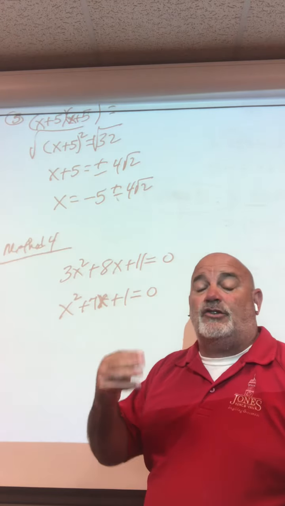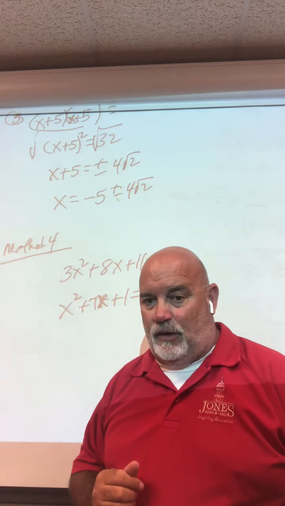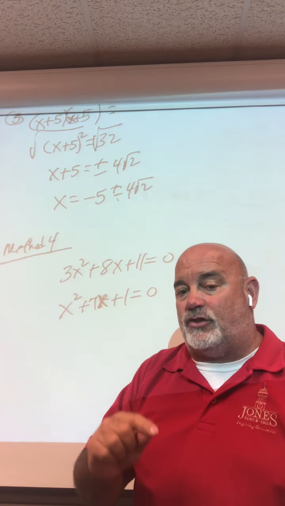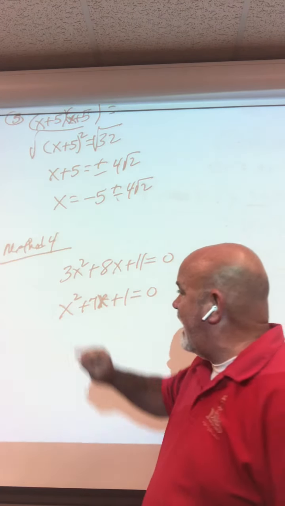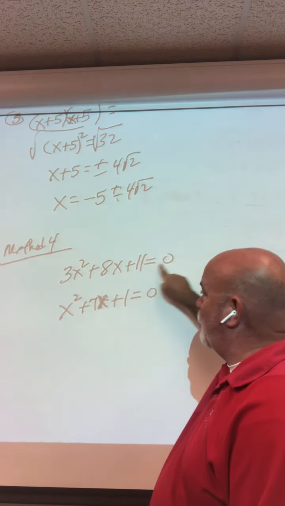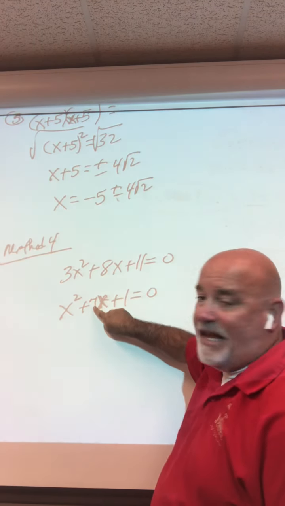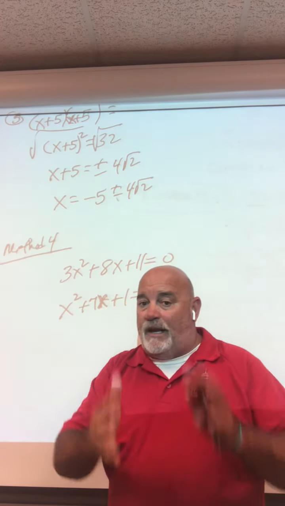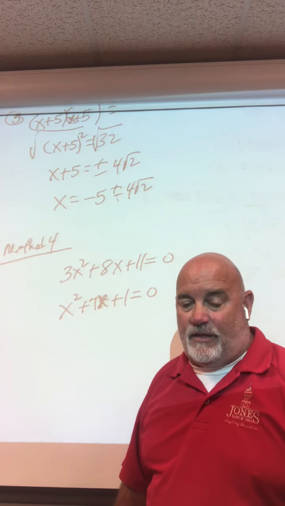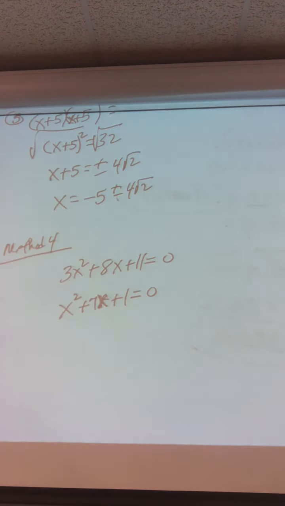Okay, next, let's try completing the square. Will completing the square work on both of these? Absolutely. But remember, I told you the steps that I gave you for completing the square only work for those that have a 1 in front. Not only that, remember the middle number had to be even. So completing the square using the steps I gave you, I would not want to use on either one of these. So we have one other method, method number 4.